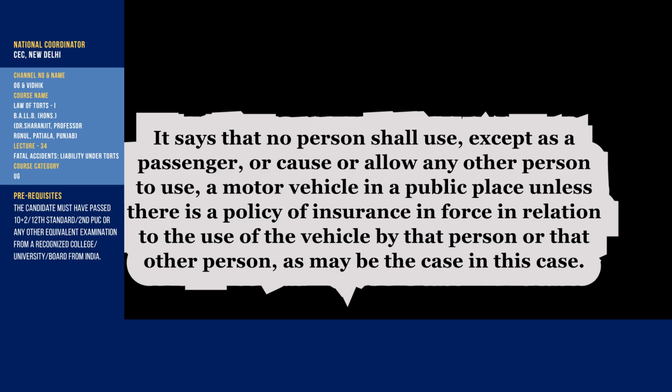Sections 145 to 164D deal with the insurance of motor vehicles against third-party risks. Section 146 provides for the necessity of insurance against third-party risks. It says that no person shall use, except as a passenger, or cause or allow any other person to use a motor vehicle in a public place unless there is a policy of insurance in force in relation to the use of the vehicle by that person or that other person, as may be the case.